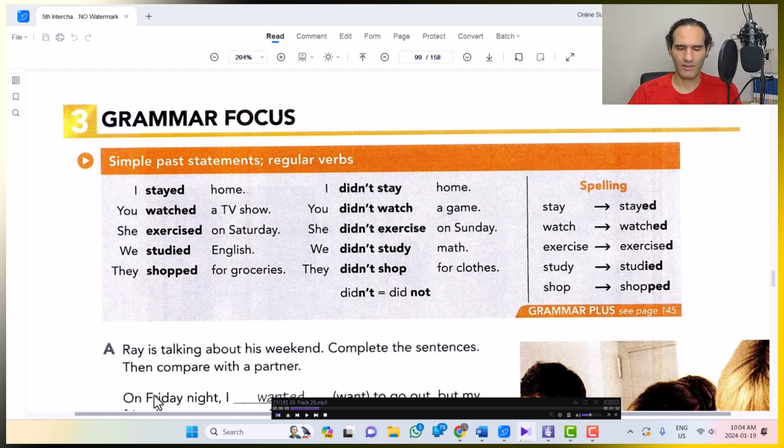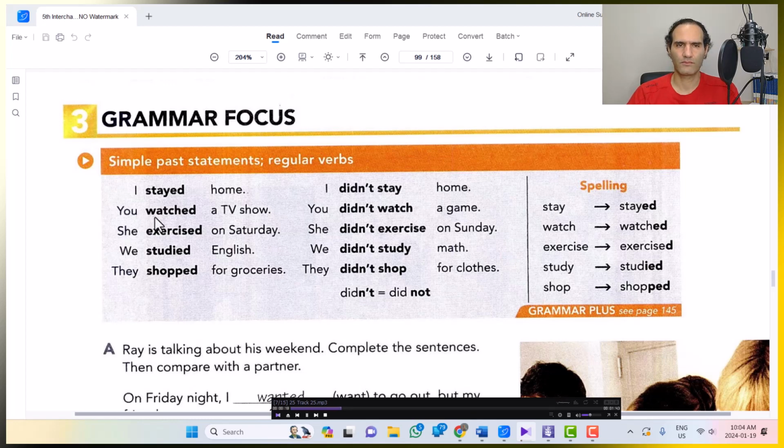Now here, let's listen to the sentences. I stayed home. Okay, so question for that: Did you stay home? Good. And the negative? I didn't stay home. It is didn't. Some students say "didn't" incorrectly. That is incorrect. Didn't. I didn't stay home.